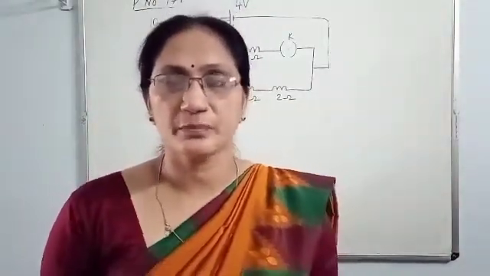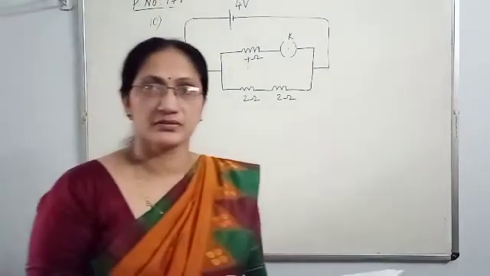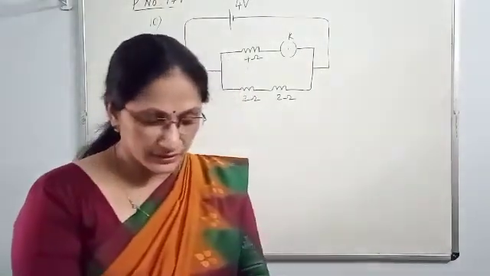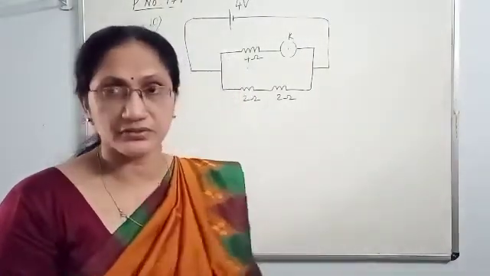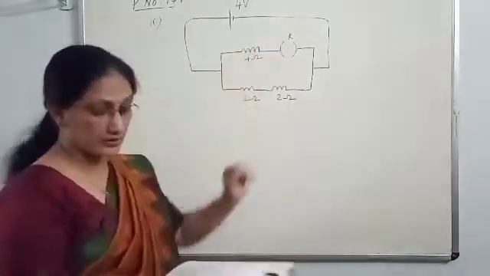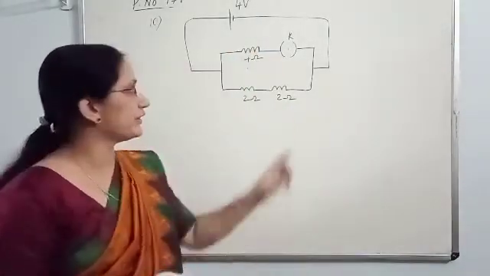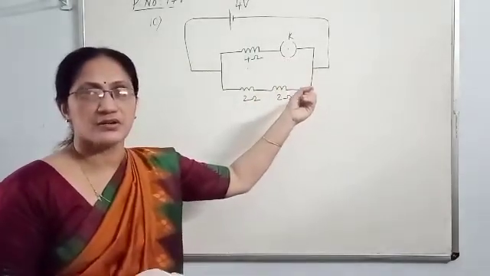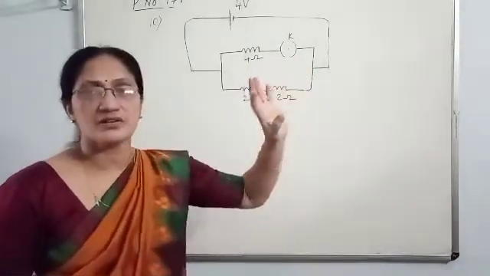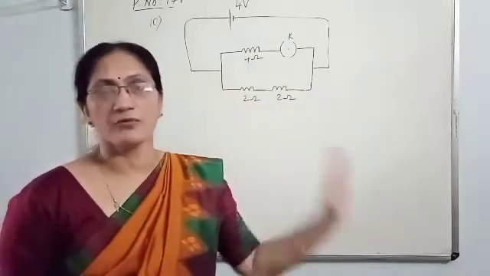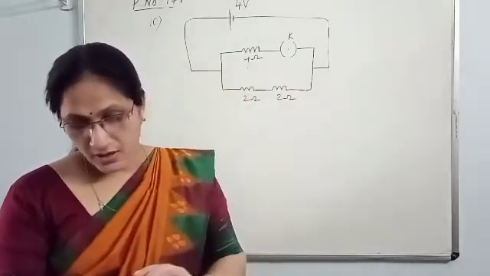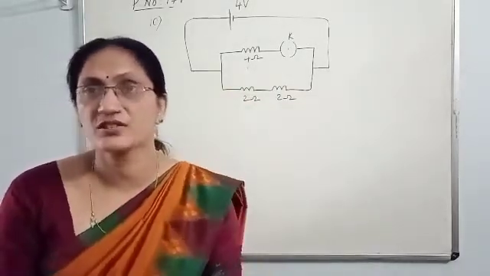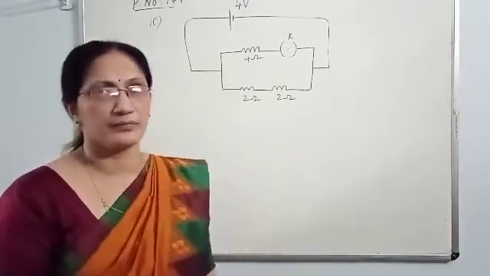Next, question number 10 from the same page. Calculate the current in the given circuit. This is the given circuit. When the key is opened, this K is the key. Key means switch. Key is opened means switch is off. And when the key is closed, key is closed means switch is on.